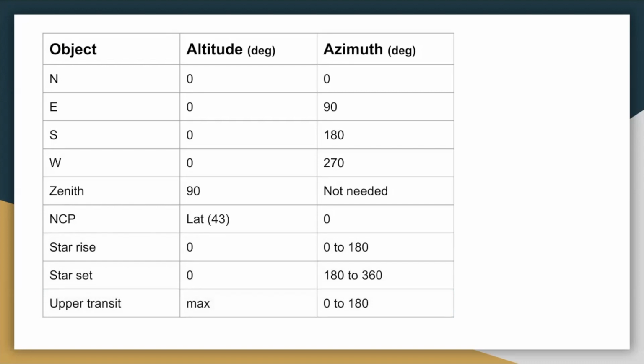And lastly, an upper transit. Remember, the definition of an upper transit is when a celestial object crosses the astronomical meridian. That's when its altitude is going to be its highest; it's at its highest point in the sky. And azimuth, similar to star rise, is going to be anywhere from 0 degrees to 180 degrees azimuth. So upper transits will be anywhere from directly due north to directly due south.